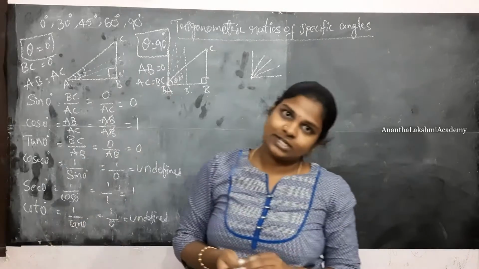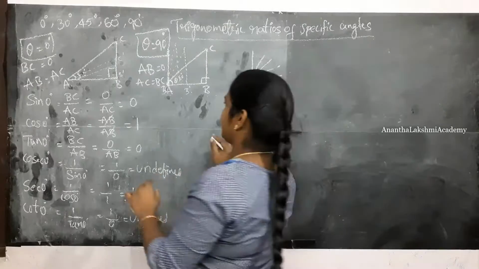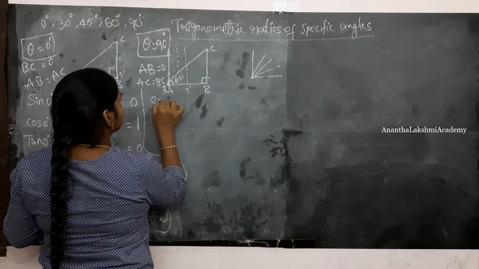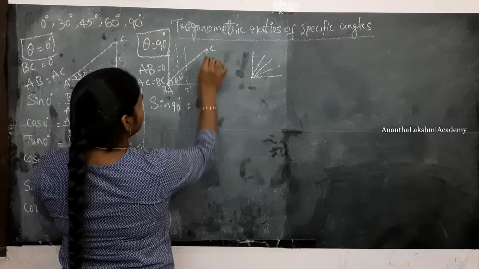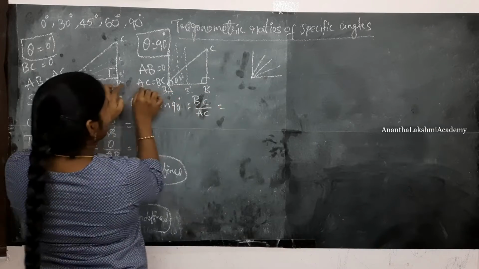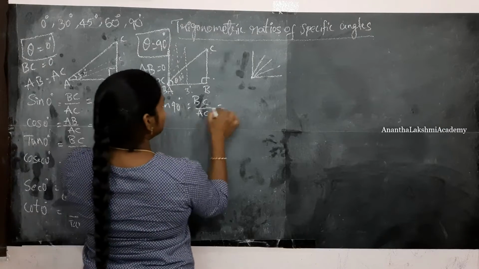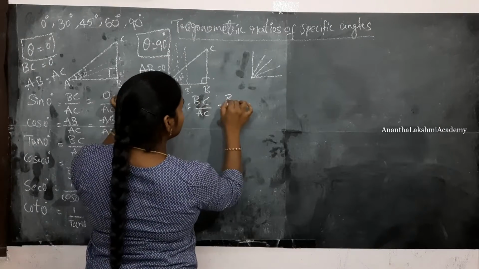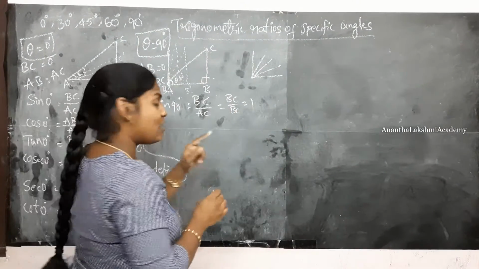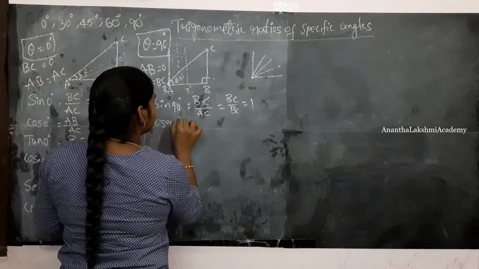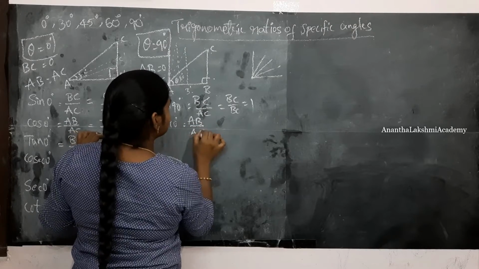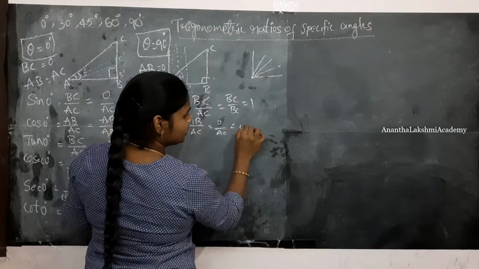So can we figure out the trigonometric ratios now? Yes, let's do that. Sine 90 degrees is nothing but opposite by hypotenuse, BC by AC. BC and AC are equal, right? BC by AC is nothing but BC by BC, and hence it becomes 1. Sine 90 degrees is 1. Next, cos 90 degrees is adjacent by hypotenuse, AB by AC, which is 0 by AC, which is nothing but 0.